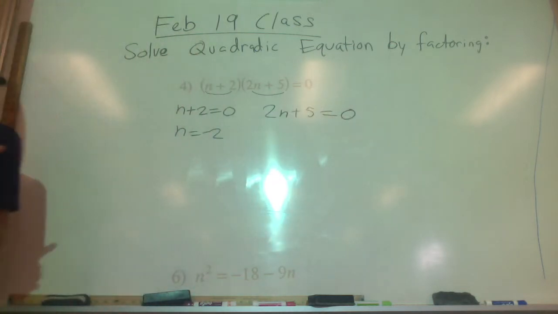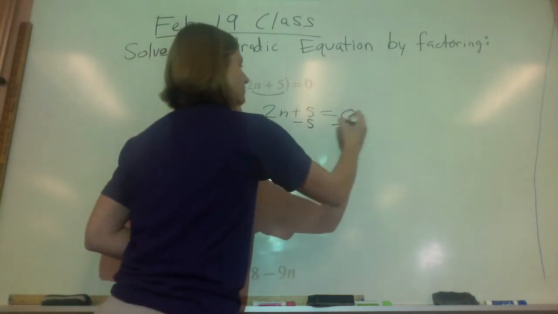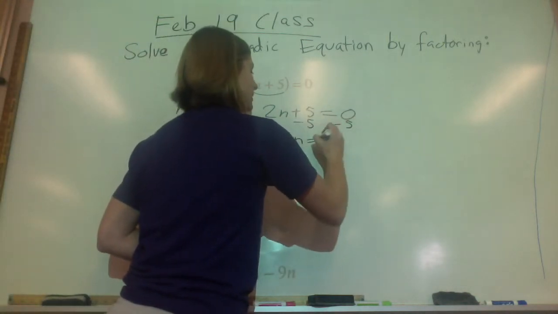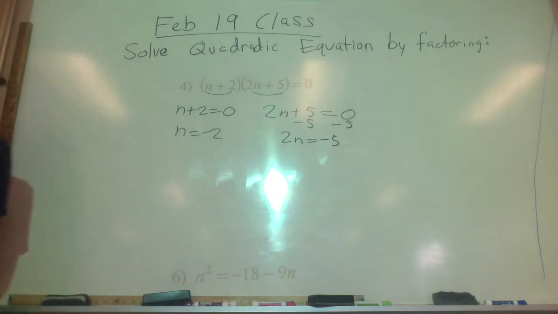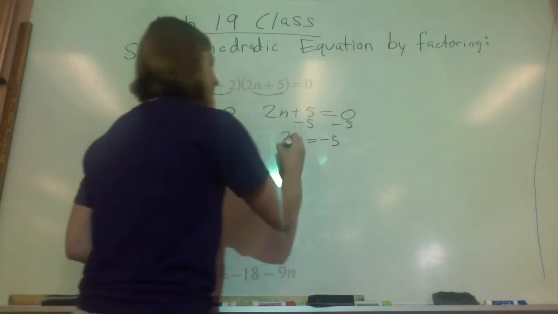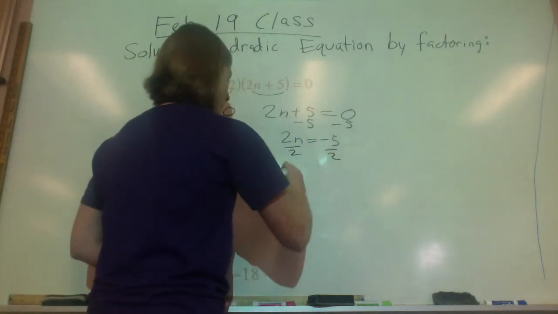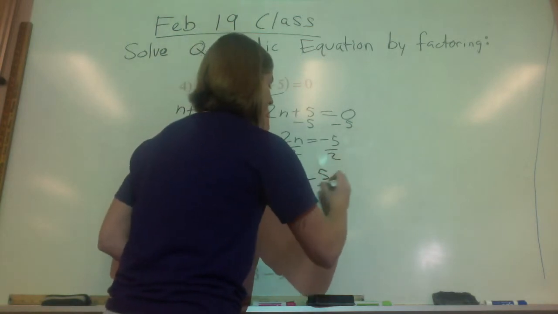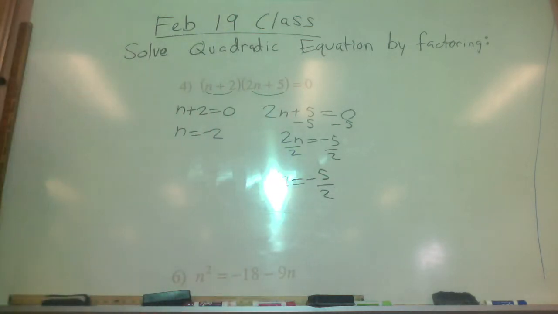And this one was a little tricky, but if you remember all the stuff we've learned in class, how do we solve for n? What do we do? Mimi? Subtract 5. So I have 2n equals a negative 5. Then what? Divide by 2. So, yes, this is a fraction, but it's not like it's that hard to write negative 5 over 2.